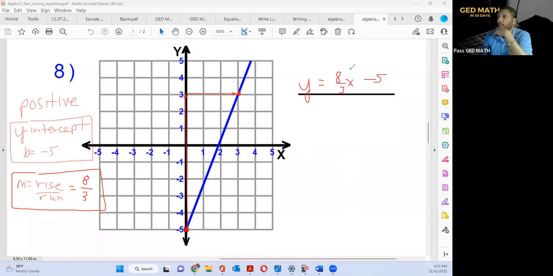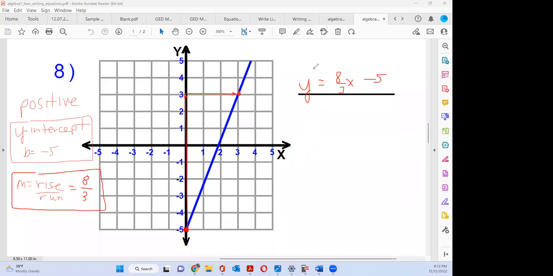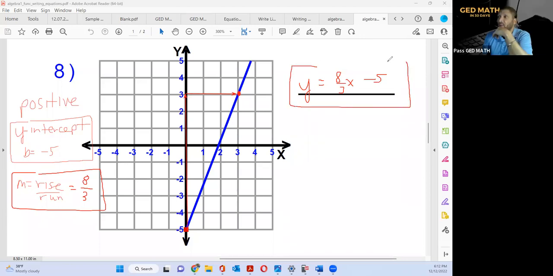Perfect. Sheila, Mr. Tinsley. Y equals 8/3 x minus 5. That's how you find an equation of the line.